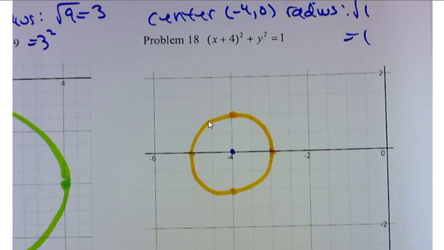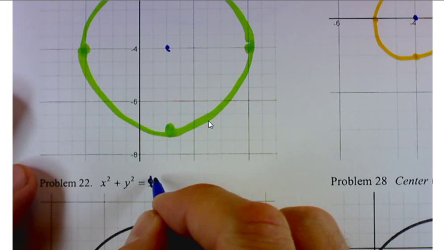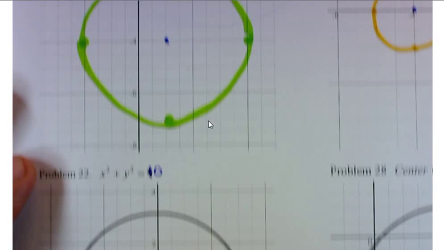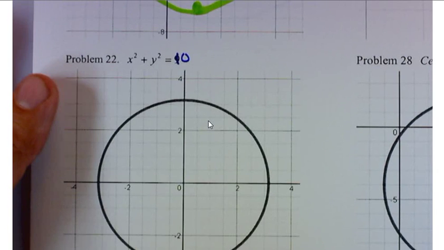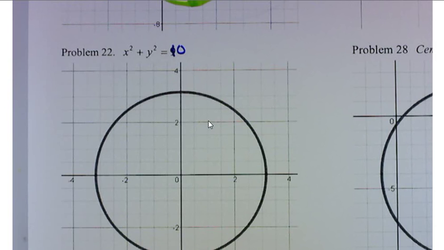Let's play this game in a little bit of a different direction. What if we had a problem like number 22? Now, there's a typo in problem number 22. This should be x squared plus y squared equals 10. Now, I've drawn the graph here for you, but let's see if we can make sense of it in a different way.